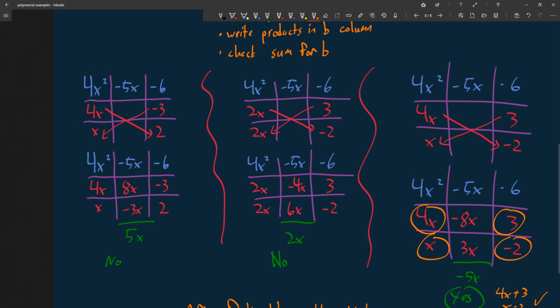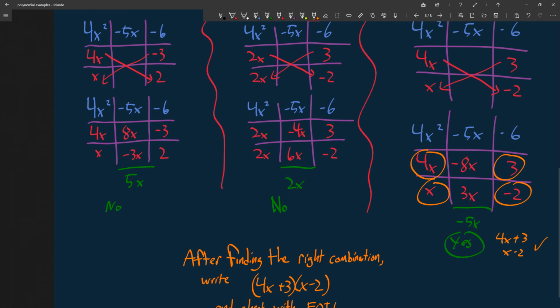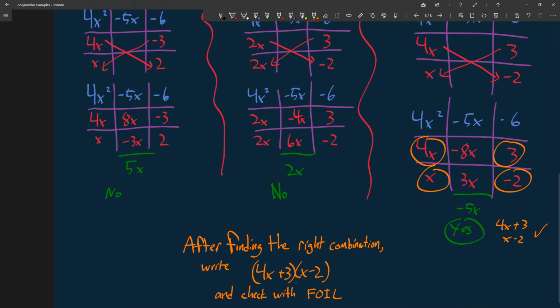No good. Try again. We try with 4 and 1. We tried that before, no change there. But instead of negative 3 and positive 2, we're trying positive 3 and negative 2. And in this case, our products are negative 8 and positive 3. You add those together, you do get negative 5, which is what we're looking for. So it's good. When we're done, we write out 4x plus 3, so the numbers from the top line that worked, and x minus 2, the numbers from the bottom line that worked, as our factored form of this trinomial. And always check your answer with FOIL. So here are some ways to show your work.